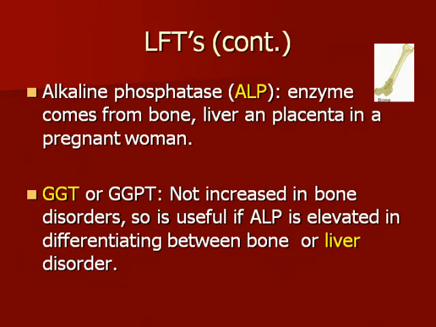GGT is used when people are trying to find if somebody is a drinker. If you have somebody who comes in and they have an elevated MCV and thrombocytosis, elevated platelets, and you think that some of their problems are related to drinking, you can do a GGT, and that can help you determine if this is a liver problem or an alcohol problem. It's not used very often. We usually mainly use the AST or the ALT.